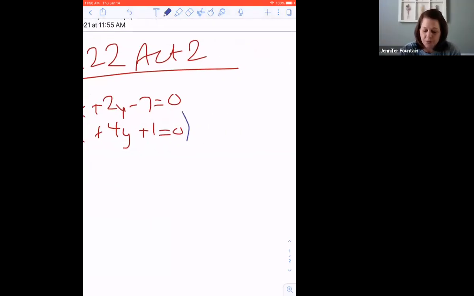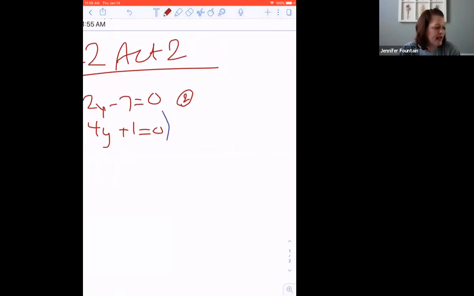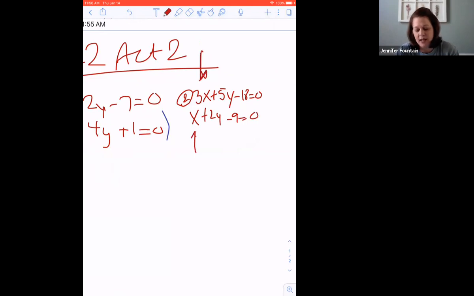Let's look at number 2. Number 2, I have 3x plus 5y minus 18 equals 0. And I have x plus 2y minus 9 equals 0. What can I multiply my second equation by to make opposites of 3x? Again, I can multiply by negative 3.